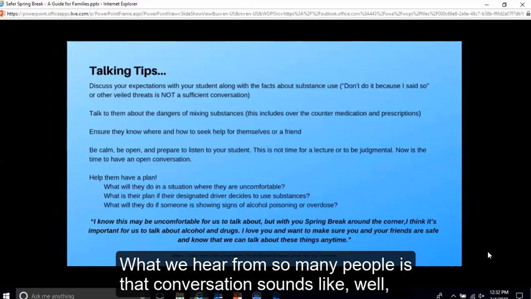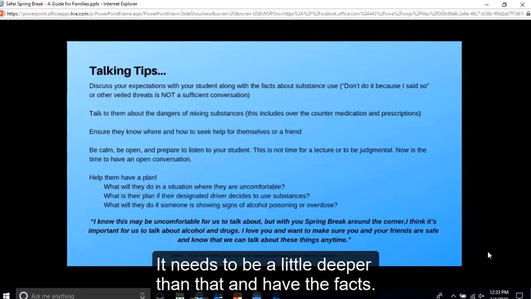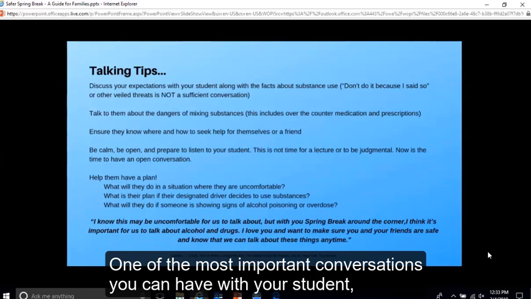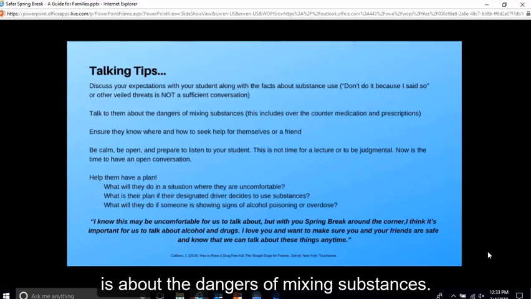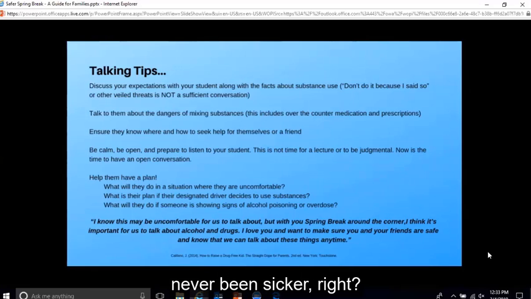What we hear from so many people is that conversation sounds like, well, just don't do it because I said so. It needs to be a little deeper than that and have the facts. One of the most important conversations you can have with your student is about the dangers of mixing substances. And by mixing substances, I'm not just talking about, beer before liquor, never been sicker, right?